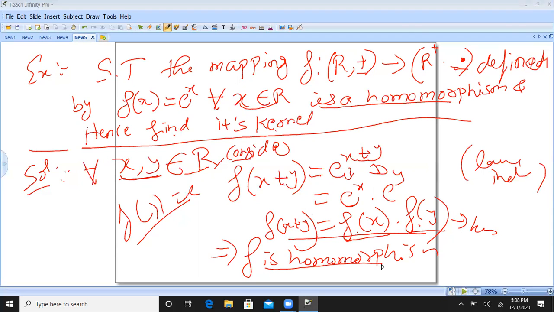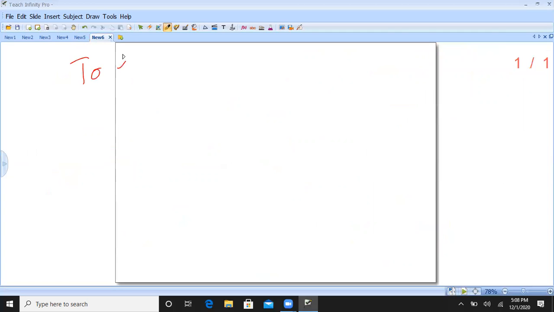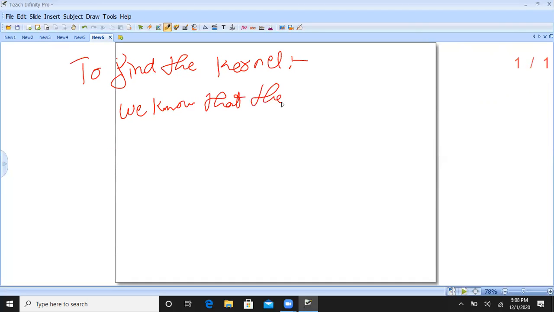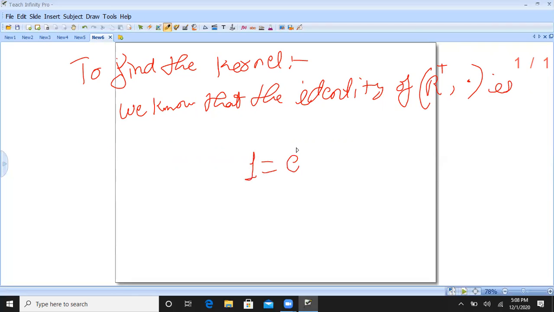Okay, so next, to find the kernel. So what is the kernel? We know that the identity of R raised to plus into a binary operation, which means multiplication, is 1, which is e raised to n, that is e raised to 0. So the value is e raised to 0. Therefore f of 0 is the identity.